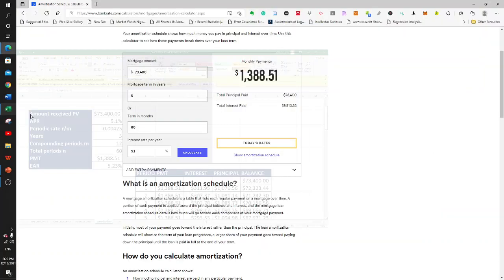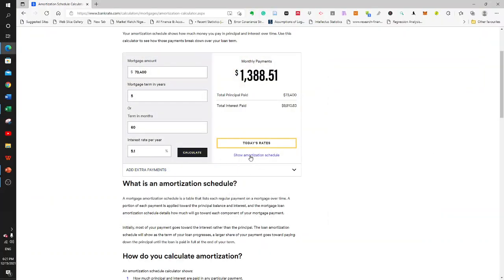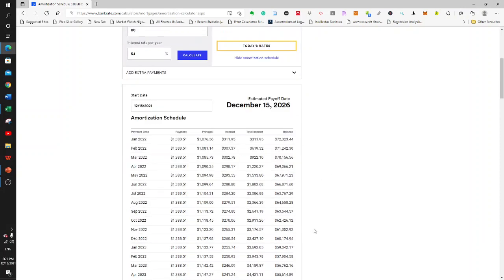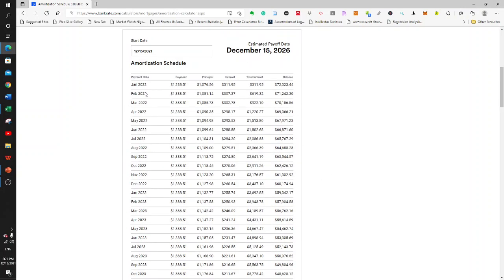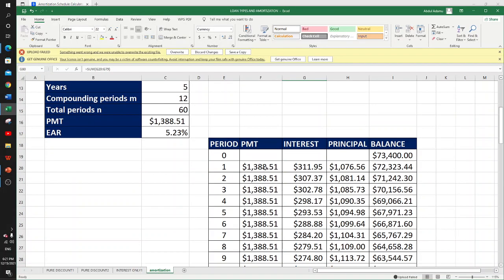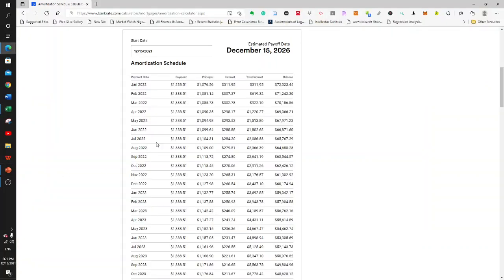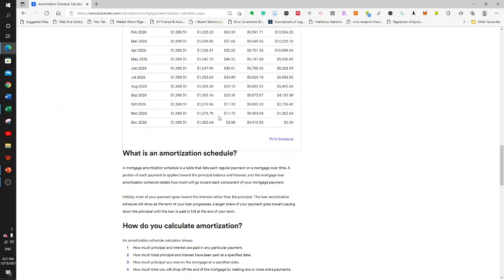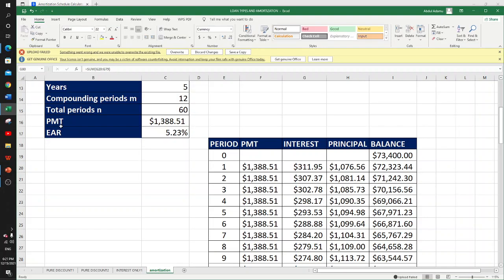Now let me go back to this. Once I click here to show the schedule, look at the amortization schedule. This is the principal payment for the first year. This is the interest. Compare with what we have done. You can see for the 60th period, 5.88, compare with what we have done.